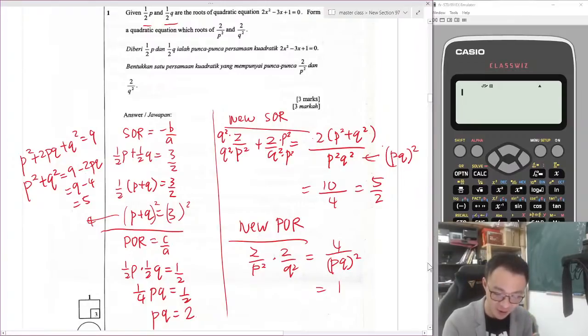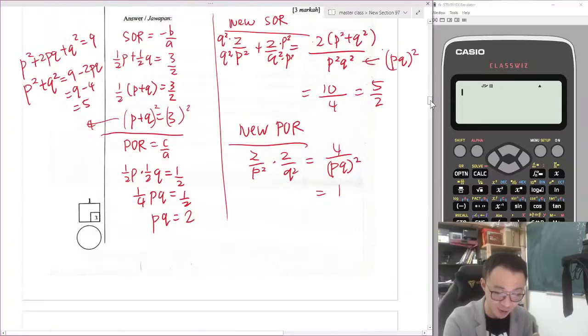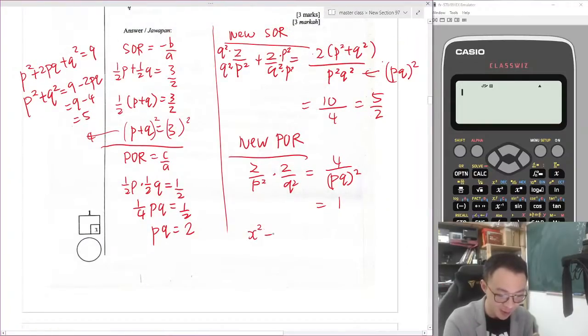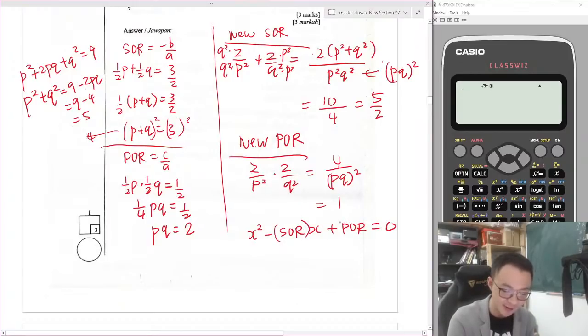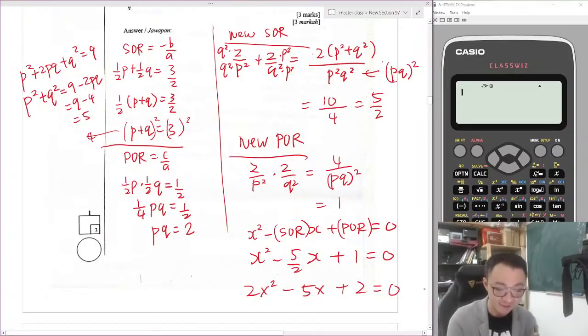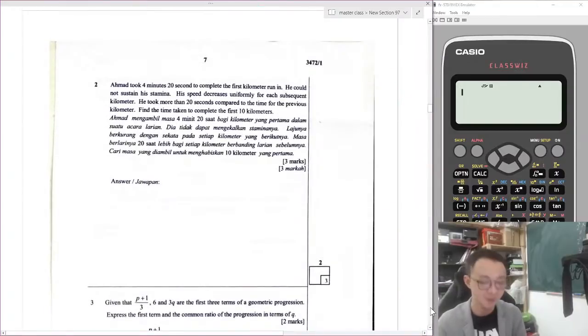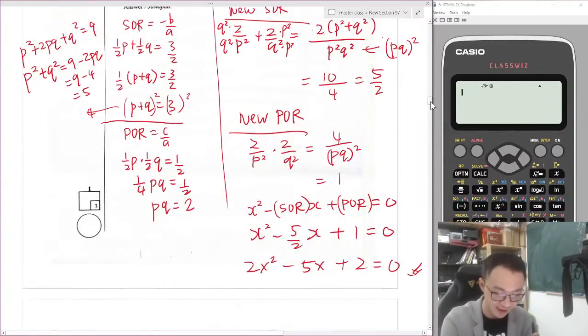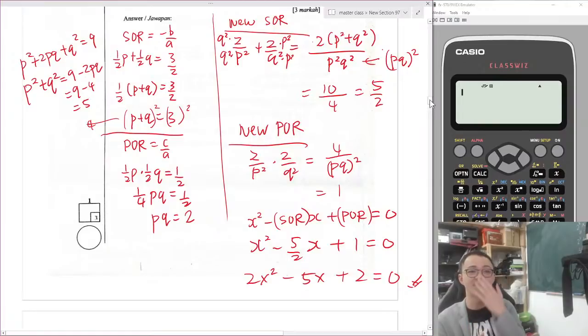Then I can form the equation easily by substituting into my equation formula. So x squared minus sum of roots x plus product of roots equals 0. Okay, this is the formula. So the sum of roots is 5 over 2: x squared minus 5 over 2 x plus 1 equals 0. Multiply 2 for the whole equation. Then I got the final answer, which is 2x squared minus 5x plus 2.